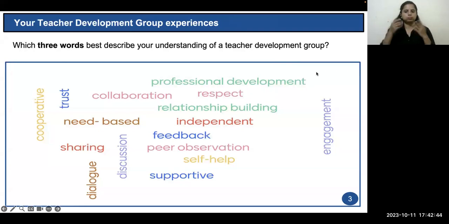Good. Afsana ma'am is saying supportive. Priyanka ma'am, collaboration. Excellent. Thank you for your active participation. I'm getting lots of responses. Collaboration, discussion, peer learning. Ganesh sir, peer observation. Fine. Mostly everyone is typing single words. I would prefer 3 words from the word cloud, plus you can add your own words as well.